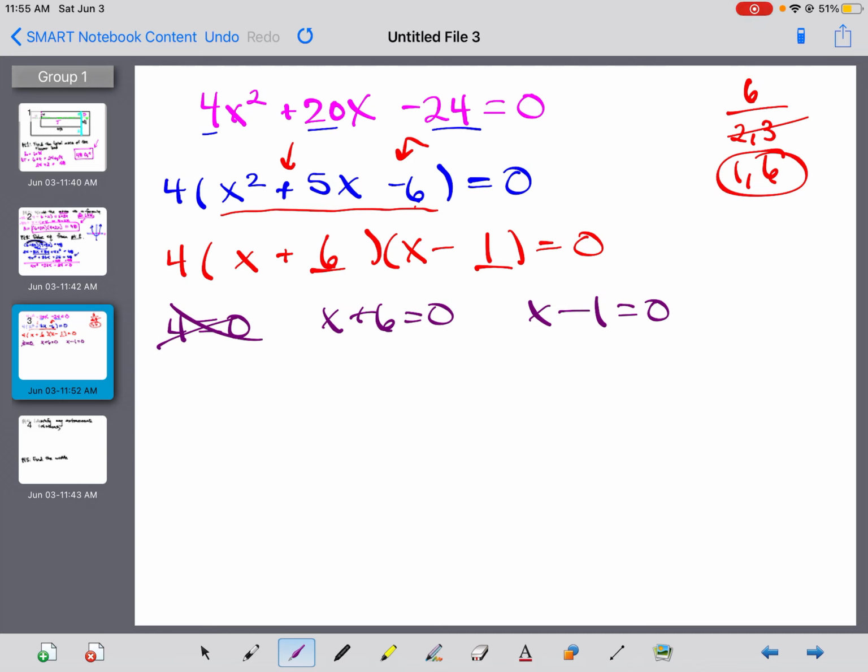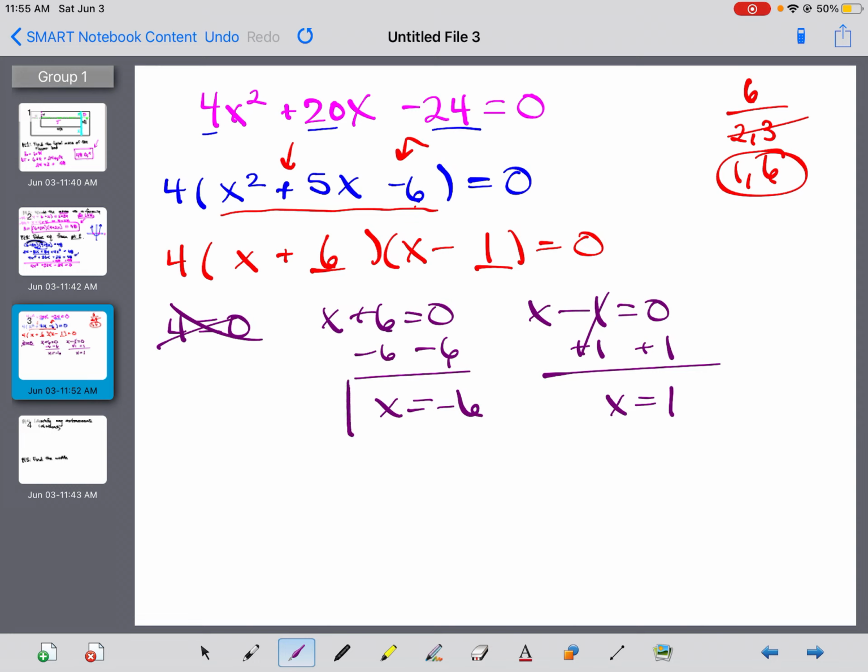Okay, so now we need to solve for x. I'm going to subtract 6. x is equal to negative 6. Now I'm going to add 1. x is equal to 1. So these are my two solutions for part 3. You have to show both. You have to show all this work to get credit for this, okay? So x is equal to negative 6 and x is equal to 1.